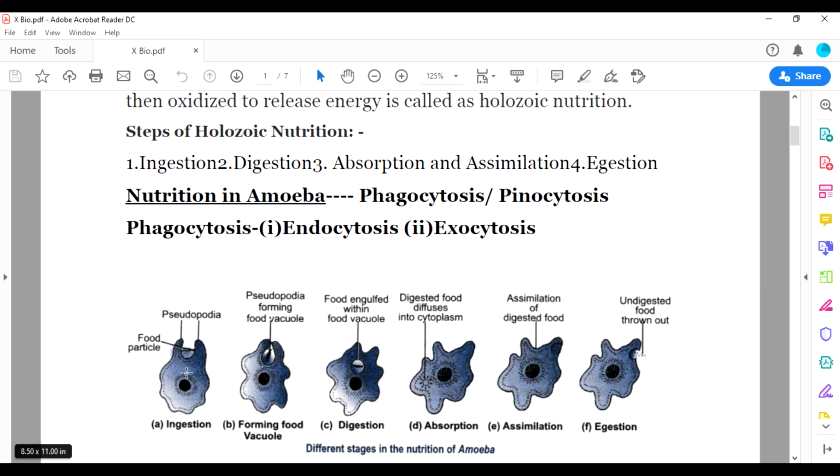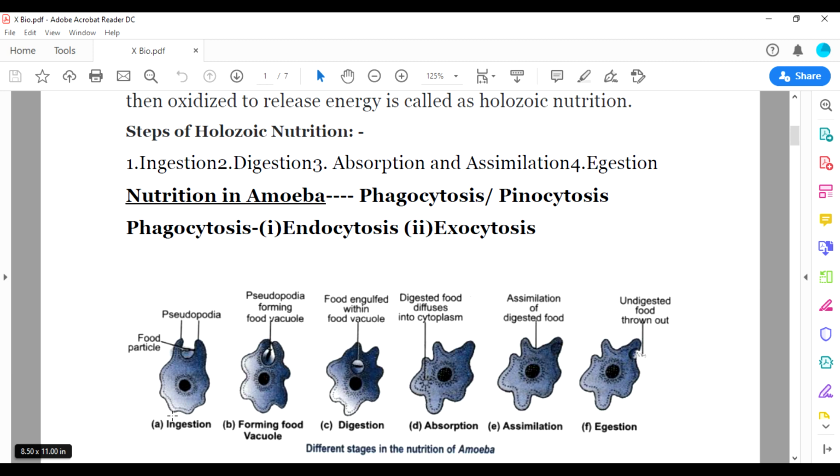If we observe the steps of holozoic mode of nutrition, amoeba also shows all the 4 steps. First, taking the food in is ingestion, then digestion, absorption, assimilation and egestion. It means it is a holozoic animal. In amoeba, this process is completed in mainly 2 steps. First step, taking the food in by the cell. This process is called endocytosis.